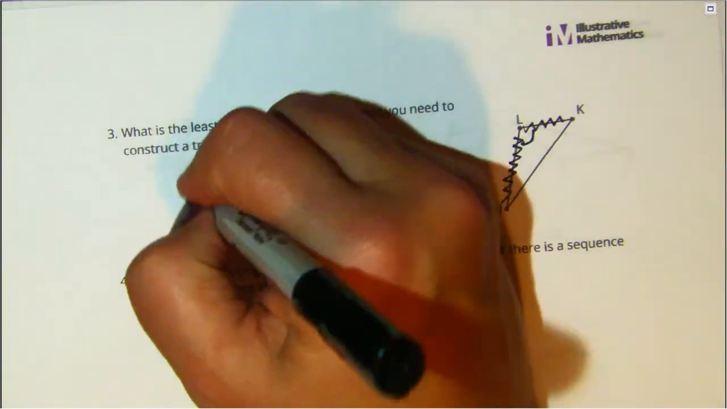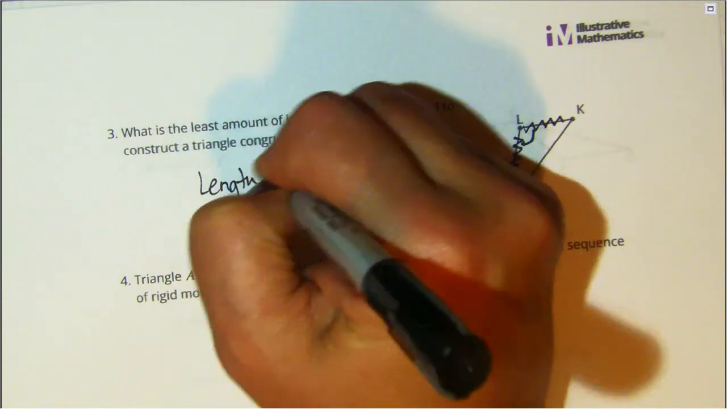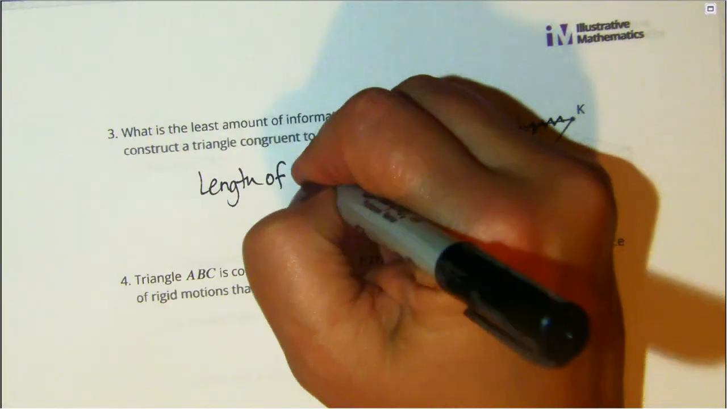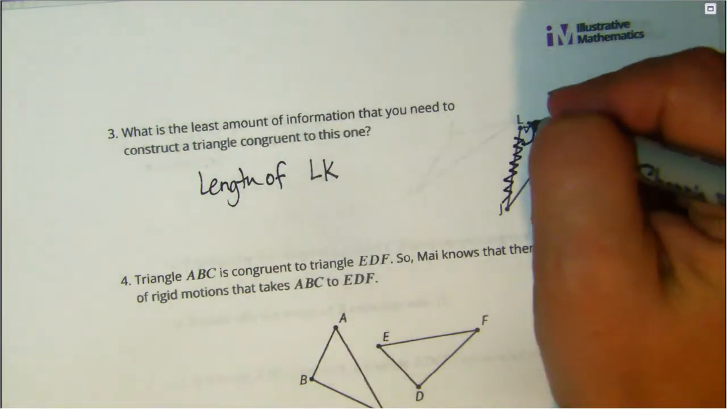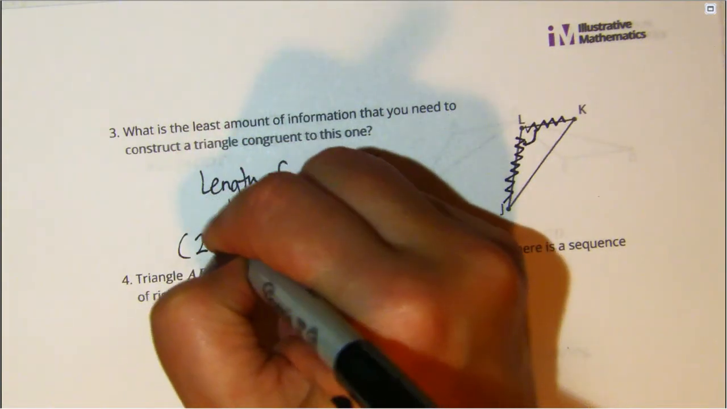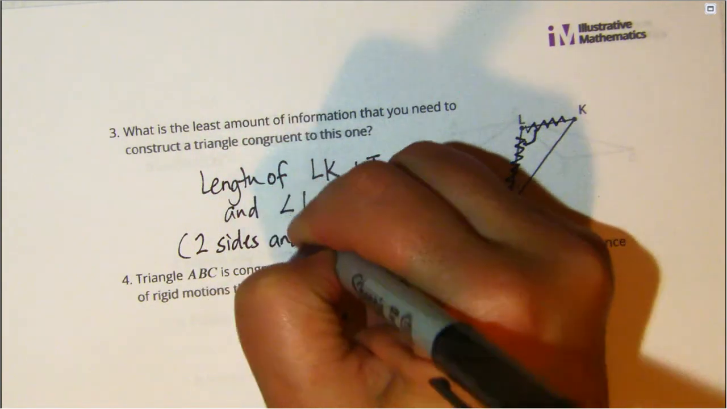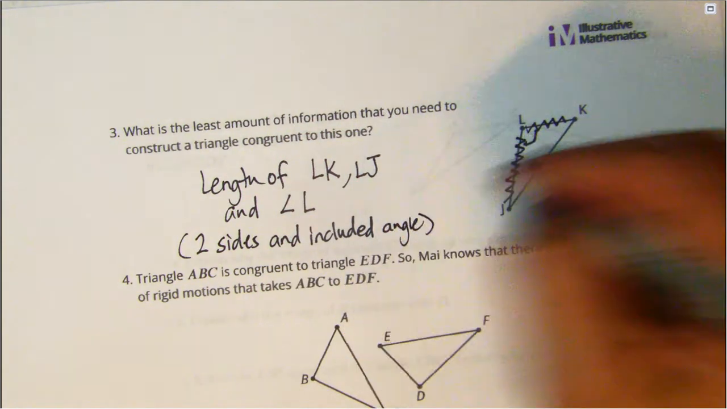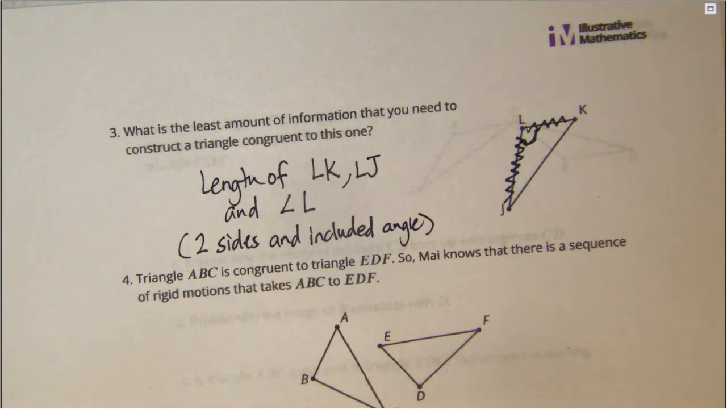So if I gave you the length of, and you could say the length of any 2 sides and the included angle, right? Maybe, I'm giving you a specific example. Maybe the length of LK and LJ and angle L. But basically, if I can give you 2 sides and the included angle, that's the one right in between.